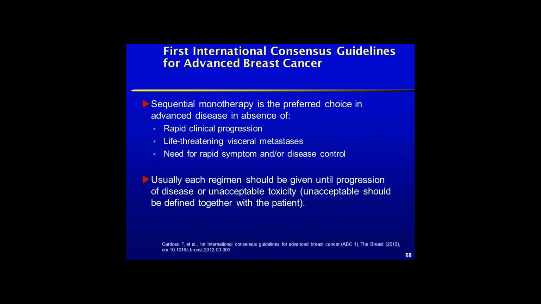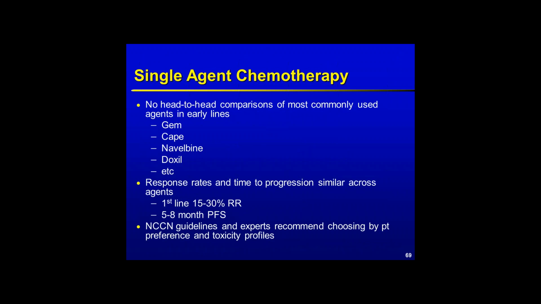In general, the recommendation for advanced or metastatic breast cancer is to use sequential monotherapy, except when there's a patient who presents with life-threatening visceral metastases or rapid clinical progression or the need for rapid symptom and or disease control, because the response rates are higher for women who get combination therapy, but so is the toxicity. We usually give each regimen for as long as we can until the patient progresses or develops unacceptable toxicity.